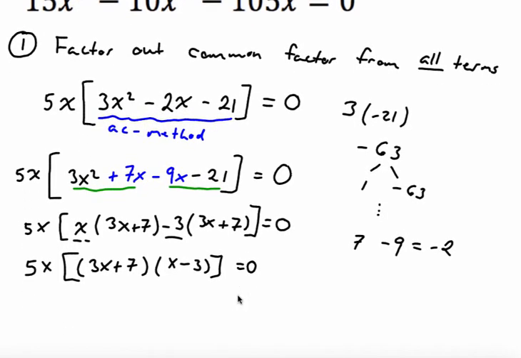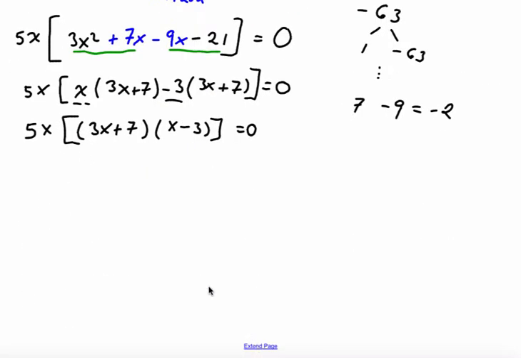All right, give myself some more room here. So the square brackets, they were very helpful for us up here when we had a big sum going on. But now that we've broken this into its factors, you don't need the square brackets anymore. You can just say 5x times 3x plus 7 times x minus 3 equals 0. Okay, so now we're at the part that we use the zero product property.